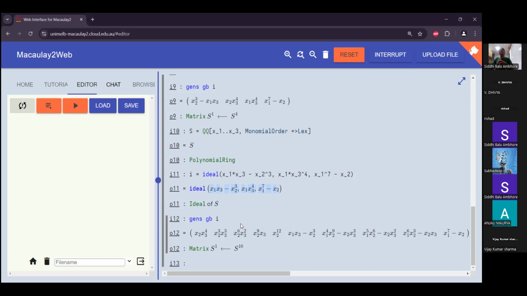It actually depends on which generating set we are starting from. If you follow the Buchberger algorithm, it depends on which generating set you are starting with. There is also something called the reduced Gröbner basis, which more or less is unique. So in general, a Gröbner basis is not unique, but a reduced Gröbner basis has some unique properties.